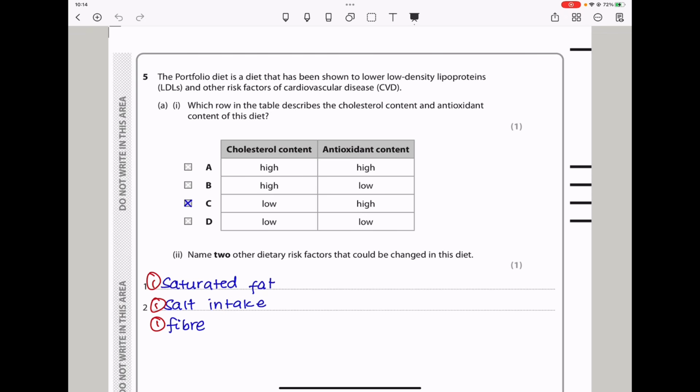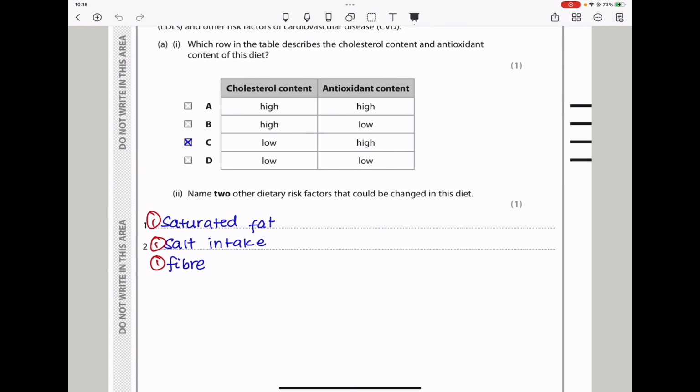Question 5. The portfolio diet is a diet that has been shown to lower low-density lipoproteins and other risk factors of cardiovascular disease. Which row in the table describes the cholesterol content and antioxidant content in this diet? Because it lowers low-density lipoproteins, it means it's going to have a lower concentration of cholesterol. And because it lowers risk factors for cardiovascular disease, it's going to have a high concentration of antioxidants, so the answer is going to be C.